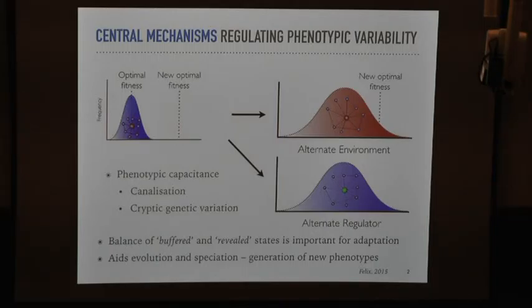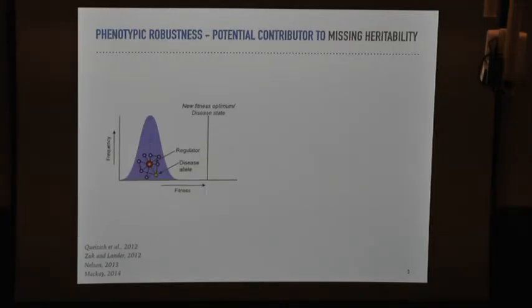So in terms of how these cryptic genetic variants, which are hidden in terms of their expression of phenotype, are revealed, it could be the lower or higher state, or it could be a completely new, different environment which has never been experienced by the organism. So it could be either of them.